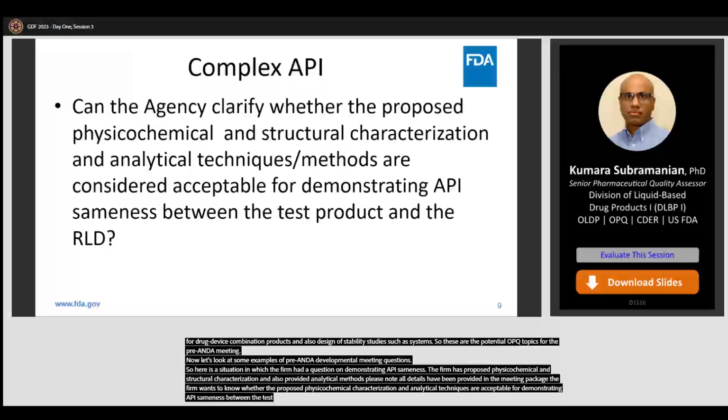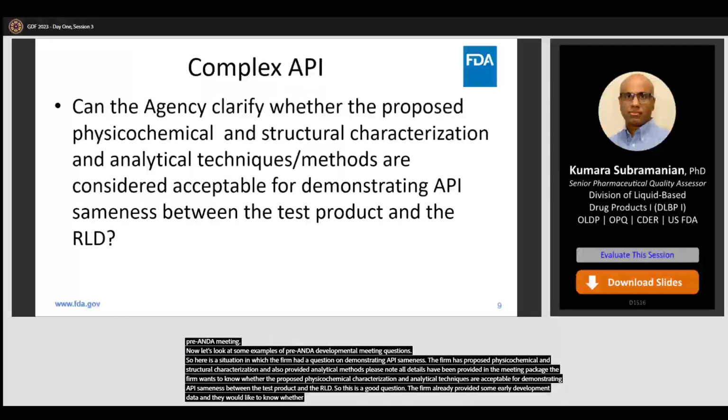So this is a good PDEF question. The firm has already provided some early development data, and they would like to know whether the proposed studies are adequate or whether any additional studies are required.